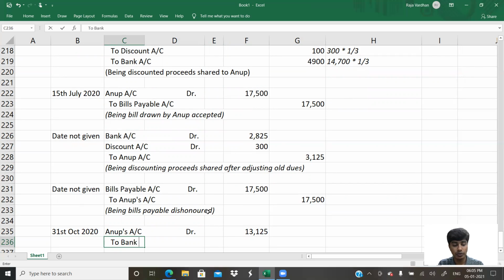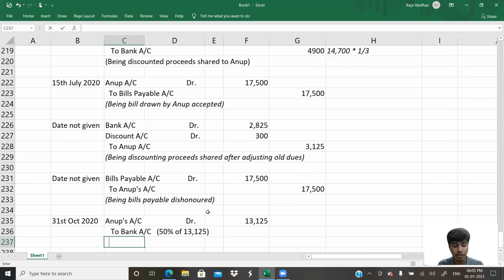So I'll write to bank account. You can write to cash account also. Nobody is going to stop you. 50% of 13,125. And the balance money you would not be able to pay. You get that? Okay. Can you call it bad debts?